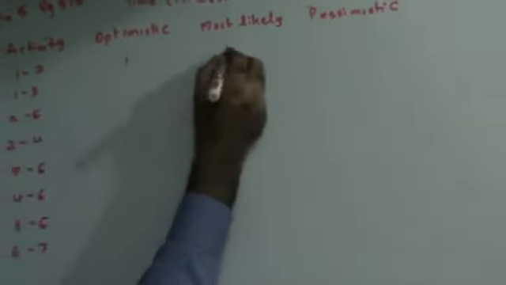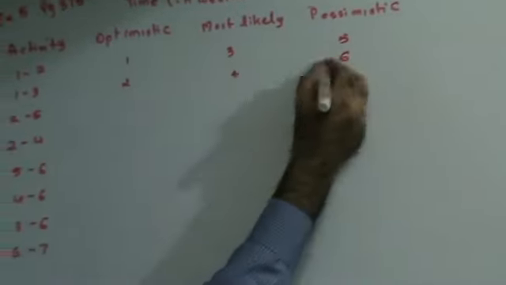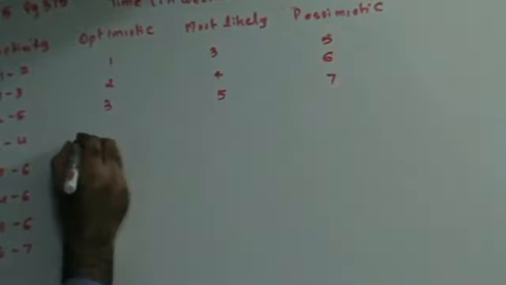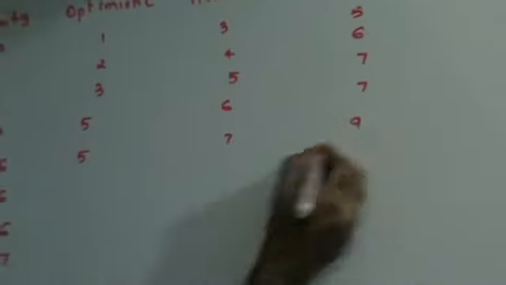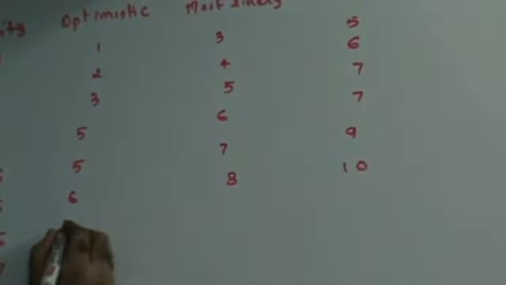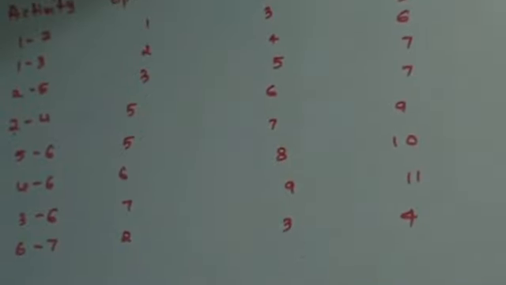The times given to you are 1, 3, 5, then 2, 4, 6, then you have 3, 5, 7, then you have 5, 6, 7, then you have 5, 7, 9, then you have 6, 8, 10, then you have 7, 9, 11 and 2, 3, 4. Right? Now I need to make a PERT network for this.